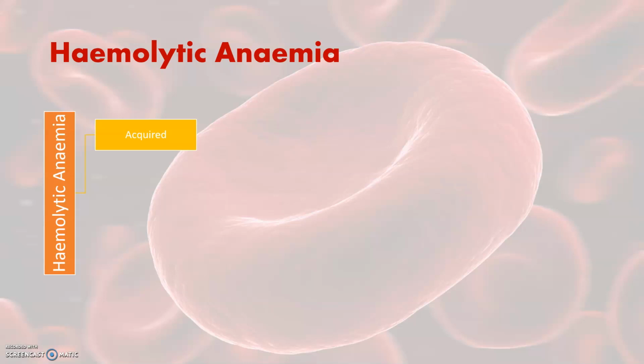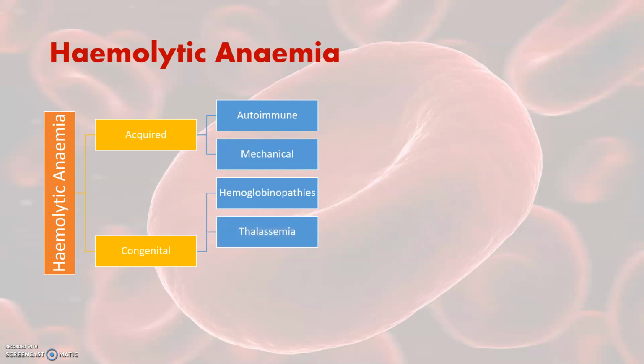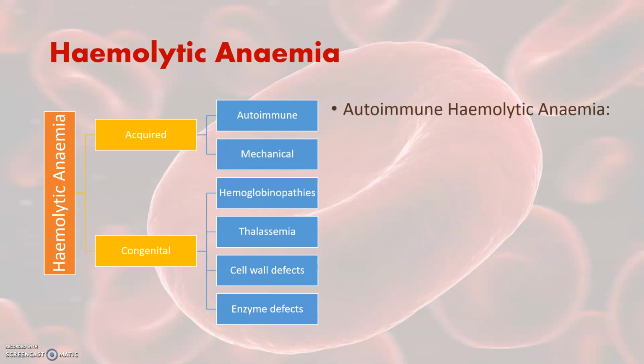So hemolytic anemias can be, as we discussed before, acquired, which can be immune or mechanical. Alternatively, they can be congenital, and this can be due to hemoglobinopathies, such as, well, the commonest one is sickle cell disease. Thalassemia, which is a quantitative mismatch in the production of hemoglobin chains. Cell wall defects such as spherocytosis or elliptocytosis, and enzyme defects, the commonest being glucose 6-phosphate dehydrogenase deficiency.